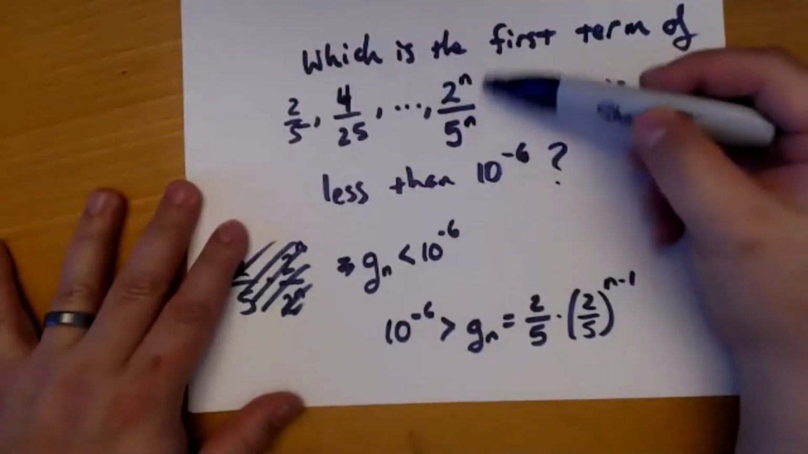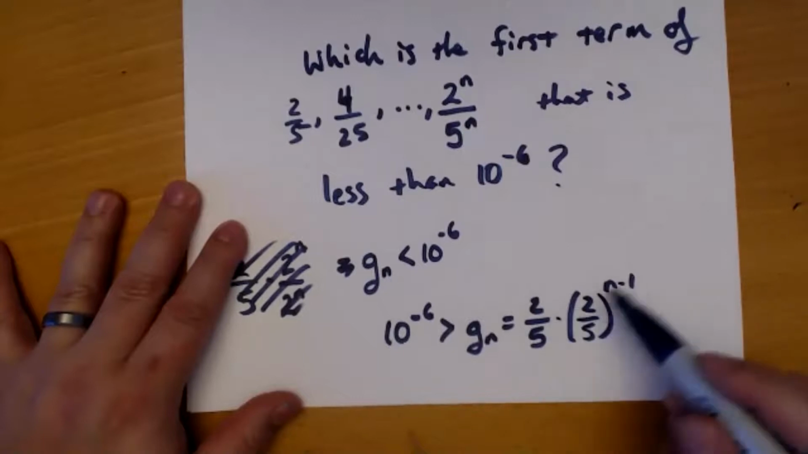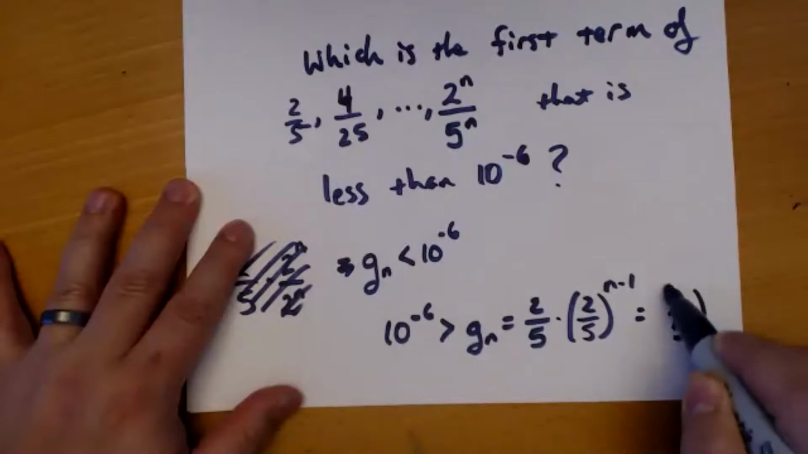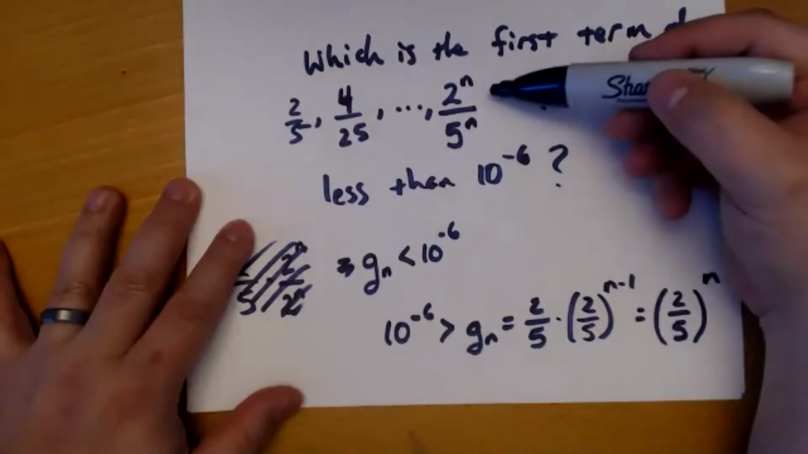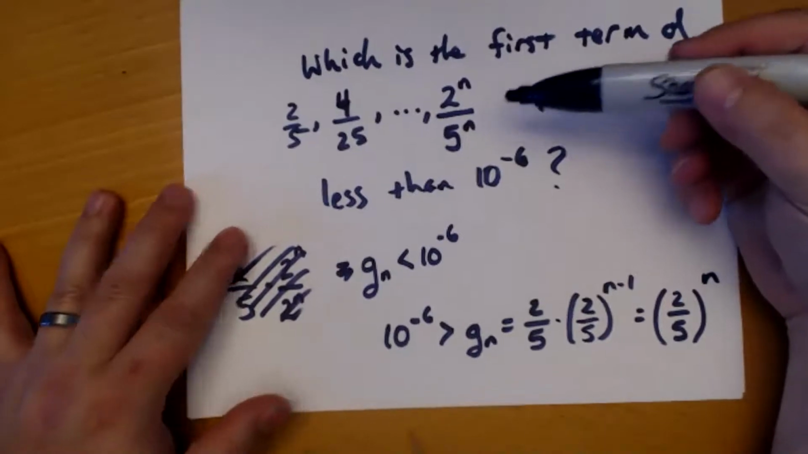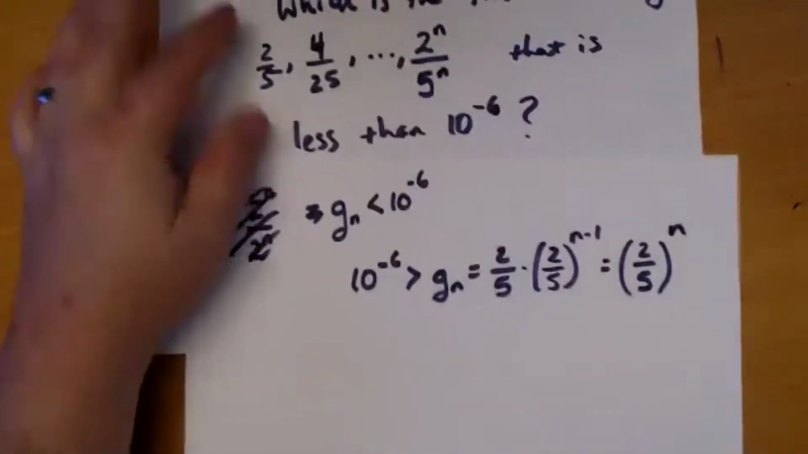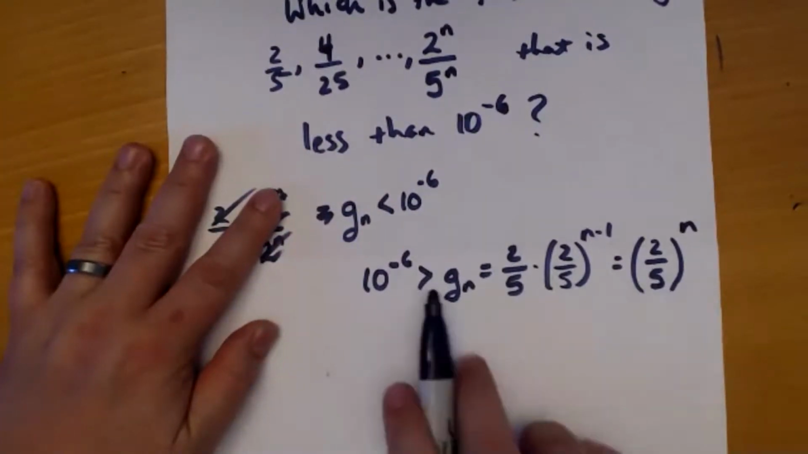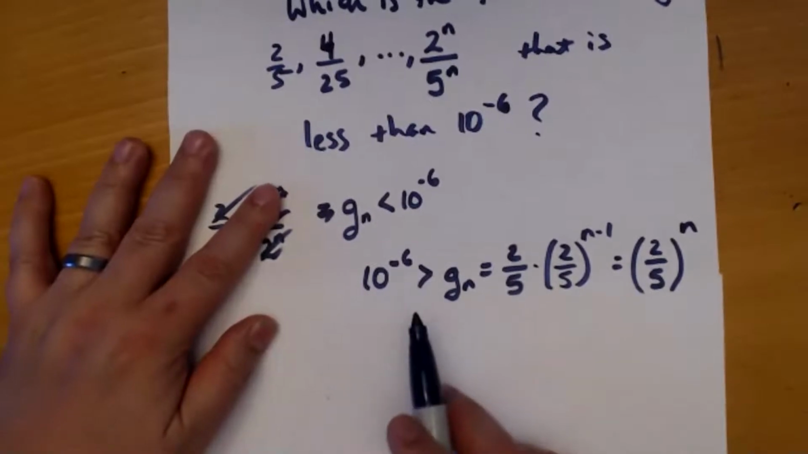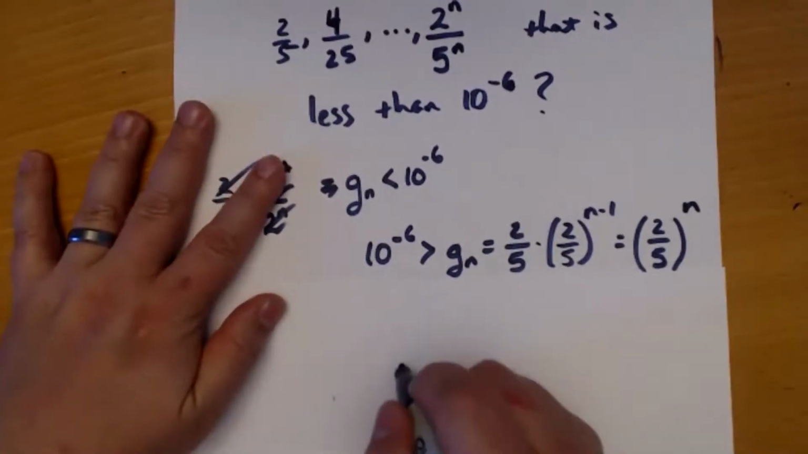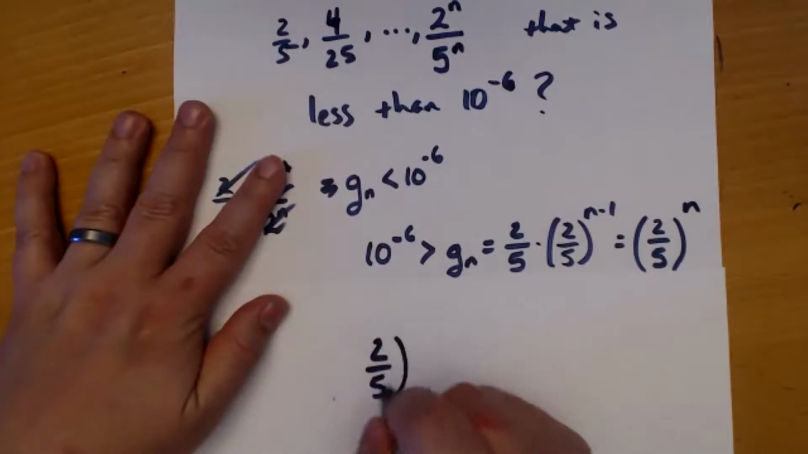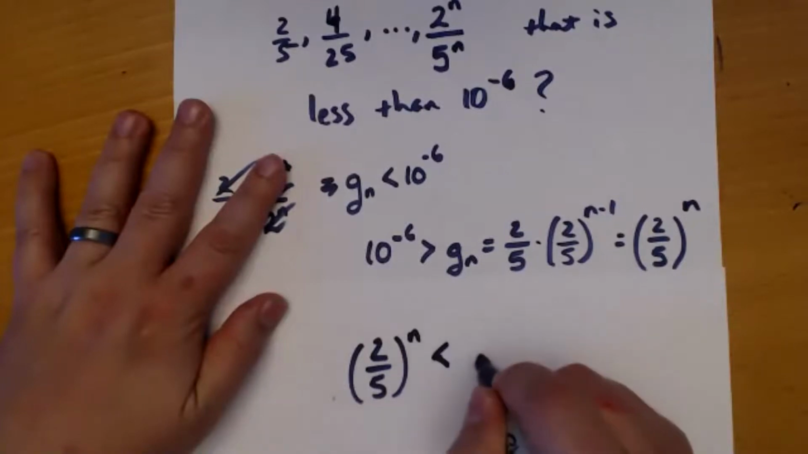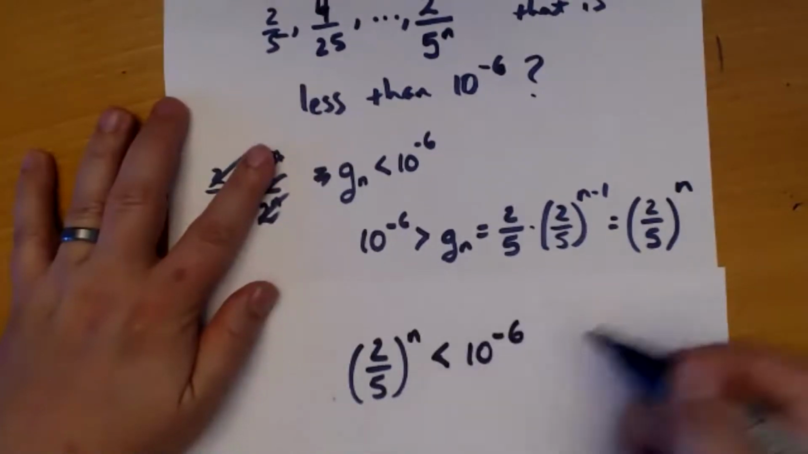Now, I could have just gone right to this because the nth term is this. And if you look at this carefully, you'll see that this just turns into 2 over 5 to the nth, which is this. So what we're looking for is we're looking for this guy less than that guy. So I have 2 over 5 to the n is less than 10 to the negative 6th.